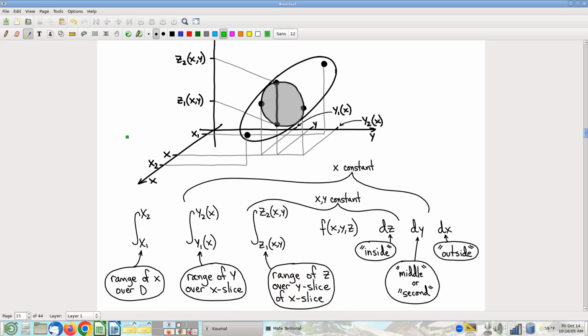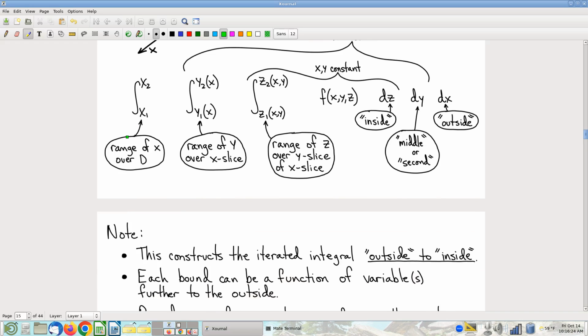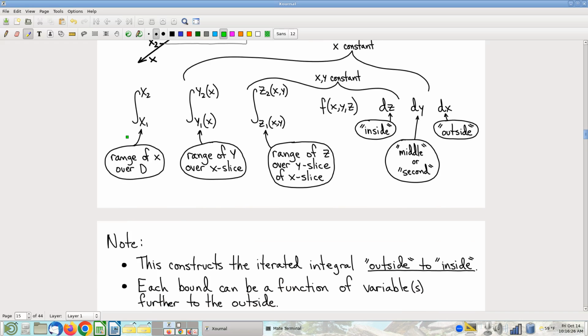Resulting in this expression for our iterated triple integral, or a triple iterated integral, I guess maybe we should call it. We talked through that slicing process last time, what it looks like geometrically, and I just want to make a few observations about the resulting iterated integral. For one thing, notice that it goes outside to inside.